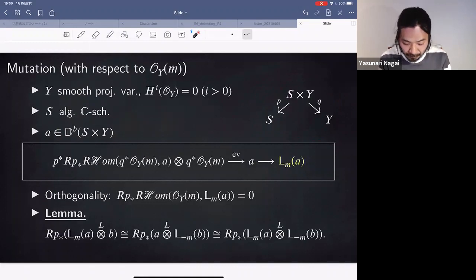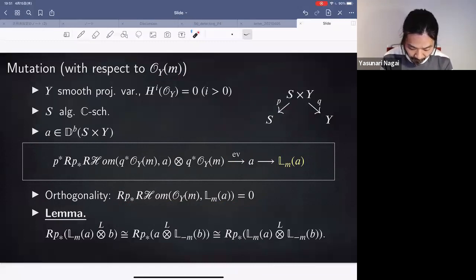Then basically we take a relative Hom space here and take the evaluation map, and then the exact distinguished triangle completing the evaluation map gives the left mutation of A with respect to the twisting sheaf O_Y(M). And of course, by the very definition, we have this orthogonality condition. And using this, we have the following easy lemma.